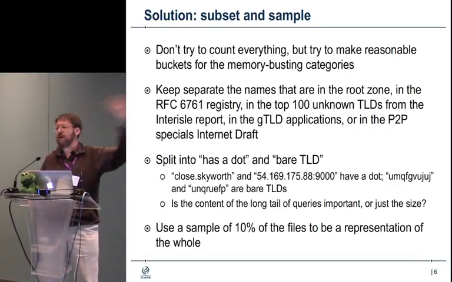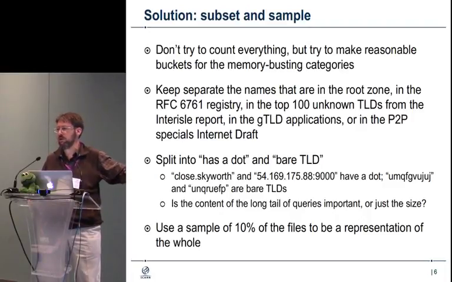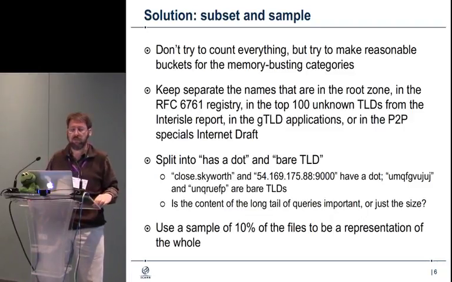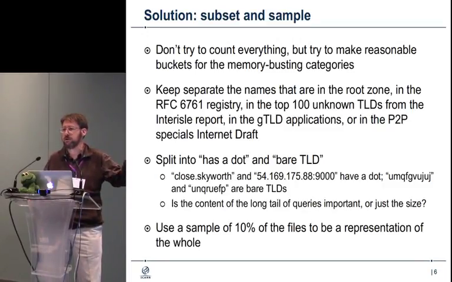And in fact, take the whole set of gTLD delegations, whether they've been put in the root or not. These are things that we know about. This would make it a little bit easier. And then the P2P special names Internet draft, which never got into 6761, which had a couple of those, is like, okay, these are things that we'll know about.